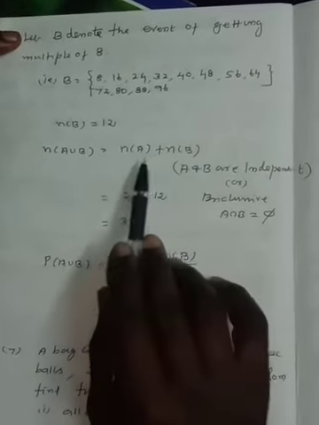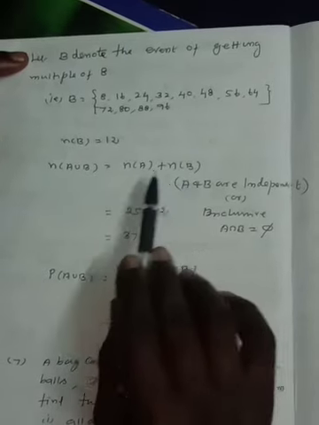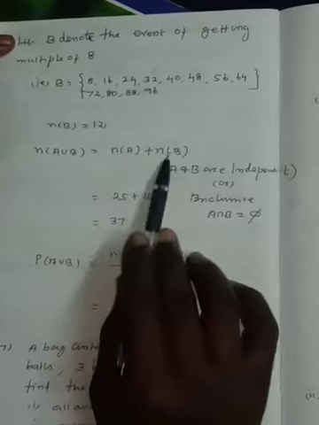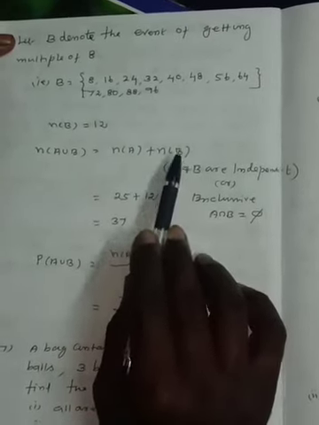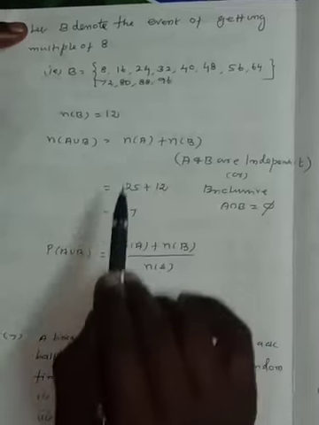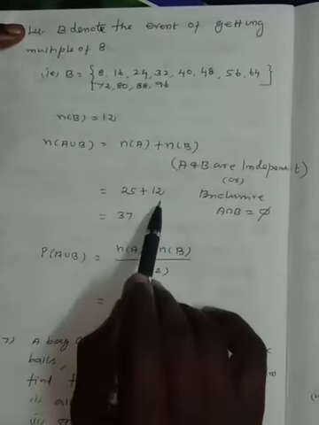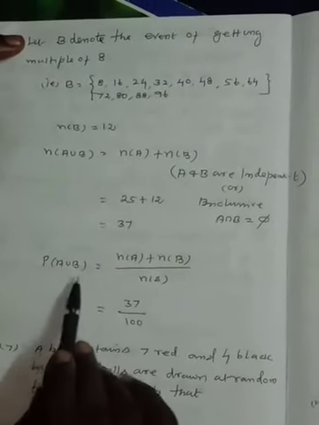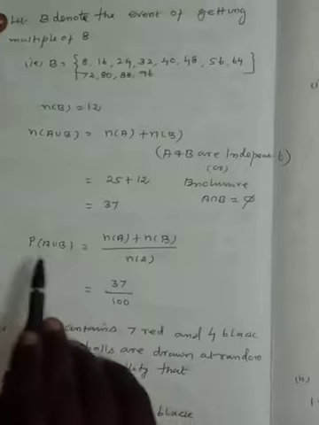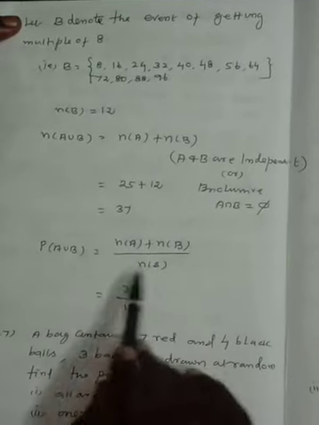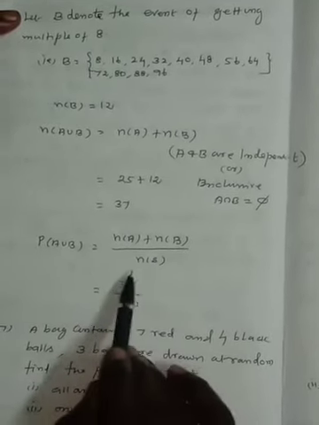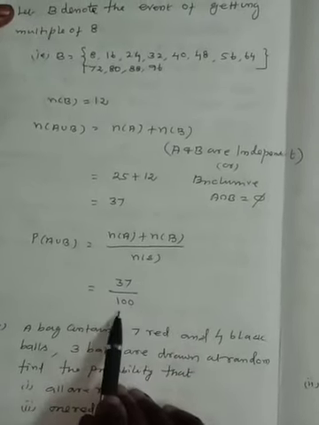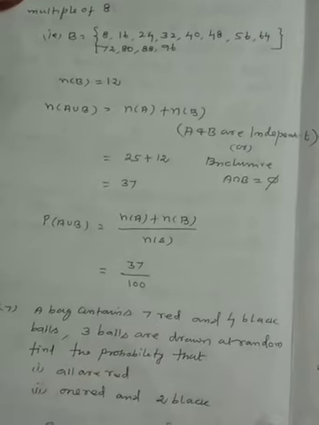N of A union B is equal to N of A plus N of B. Why? A and B are mutually exclusive, so the common elements are none, the null set. N of A is 25, N of B is 12, totally 37 is N of A union B. Probability of A union B, or probability of A or B, is equal to N of A plus N of B divided by N of S. N of A plus N of B is 37, divided by 100. Sum is 4 done.